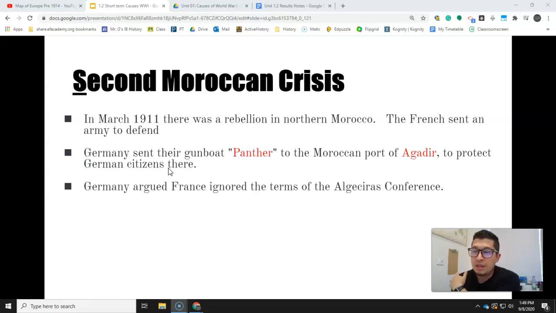So they're going to send their navy to the coast of the port of Agadir, all right? It's a port in Morocco itself. So they're going to say, Algeciras Conference, you're old news, we don't care about you anymore. We're going to test our strength one more time and see if we can push the French out of Morocco once and for all.